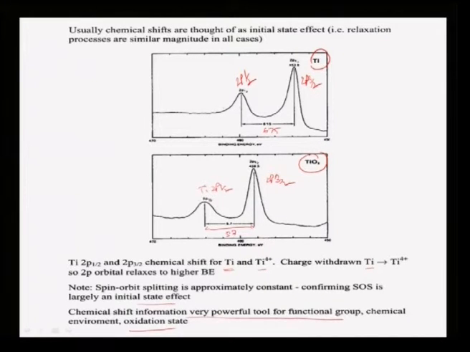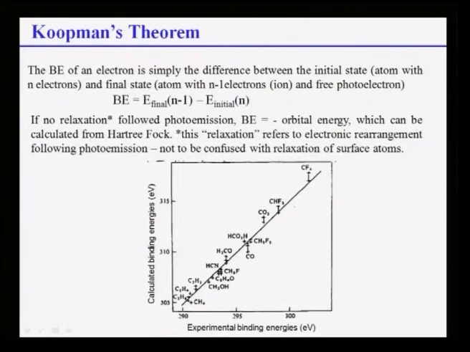So this can basically be thought of as a relaxation process, which is due to ionization of the initial state. Now let us talk about what Koopman's theorem is, after knowing what the chemical shift is. Koopman's theorem says the binding energy of an electron is simply the difference between the initial state and the final state.